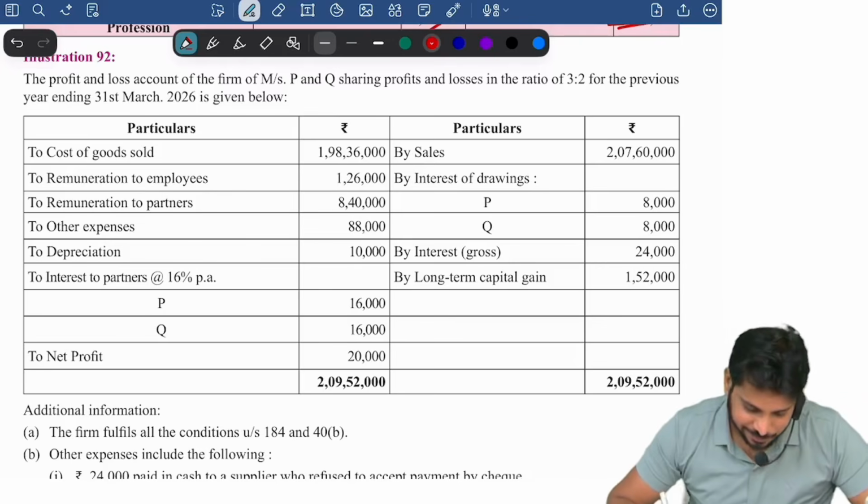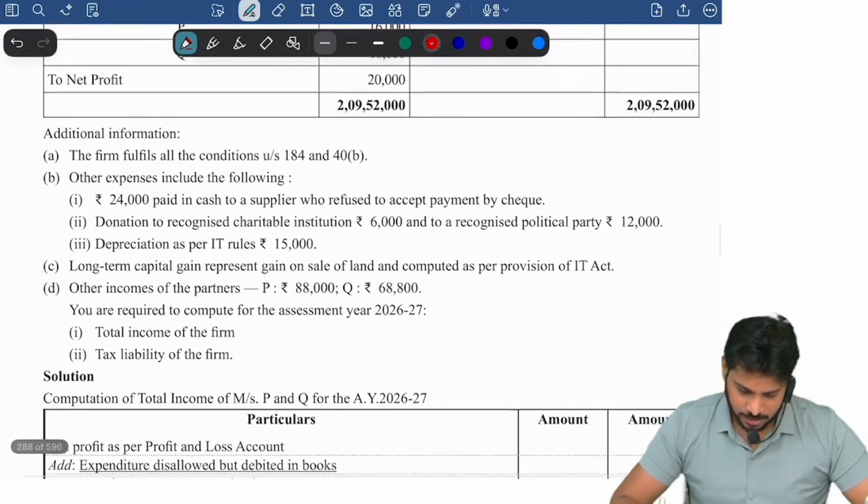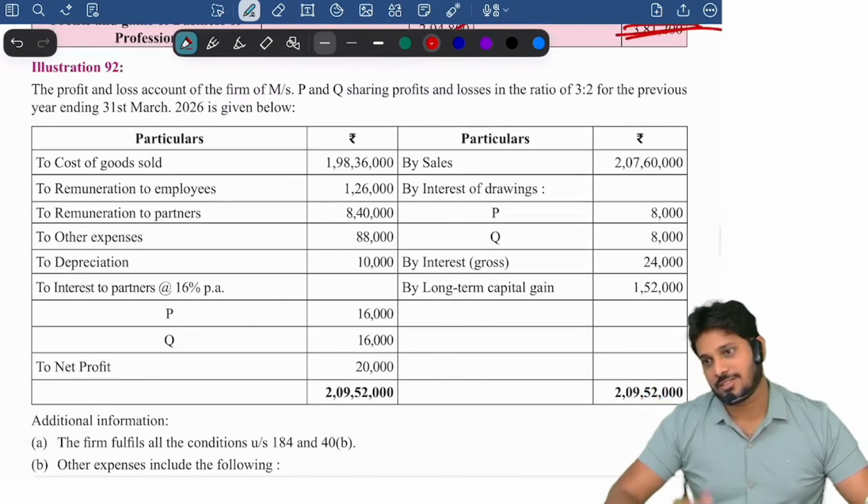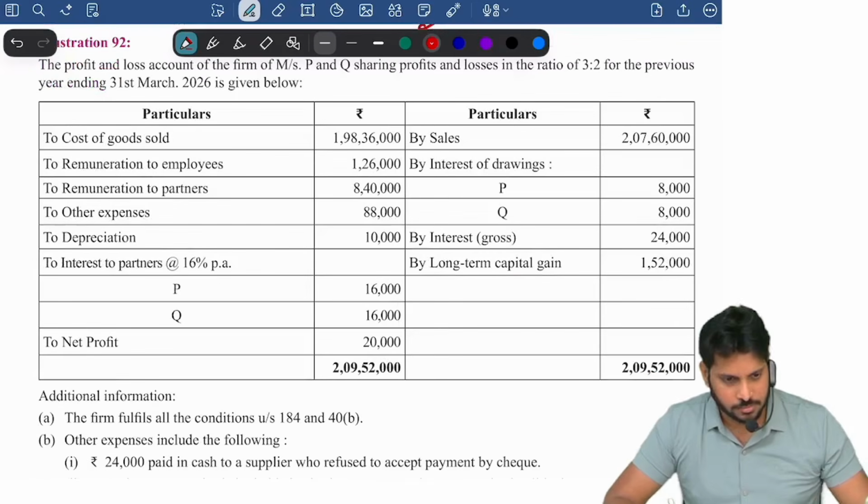Correct? Next. Fine. I think we can do this. Okay, 2 minutes.